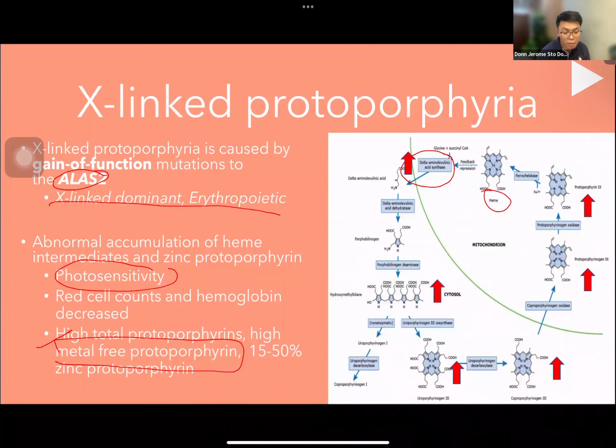Why would they elevate? Because of overproduction of the intermediates. For instance, your protoporphyrin: not every protoporphyrin is complexed with iron, and not every protoporphyrin is complexed with zinc. So the levels of metal-free protoporphyrin would also elevate. The same is true for zinc protoporphyrin. They will elevate, because not only will protoporphyrin be complexed to iron, a lot will also be complexed to zinc. So 15 to 50% will be zinc protoporphyrin.